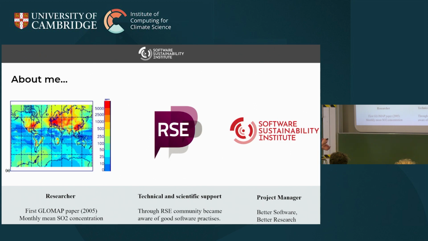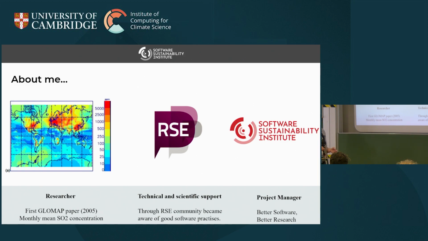And it was a really long time. Those of you that have done model development know that it takes a really long time to develop a model. And the time from thinking, oh, we should develop a model to the first paper was a lot of years. But we got our first paper out in 2005. And this is the first ever GLOMAP paper simulation. This is sulfur dioxide concentration.